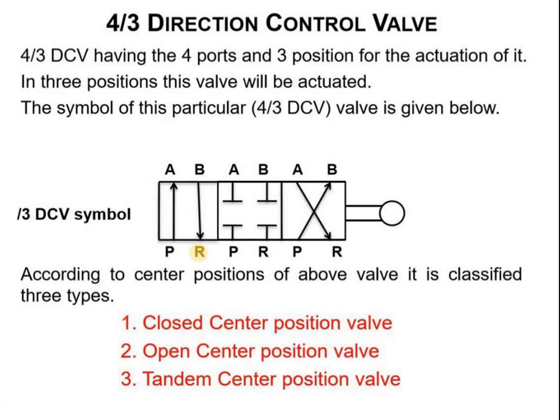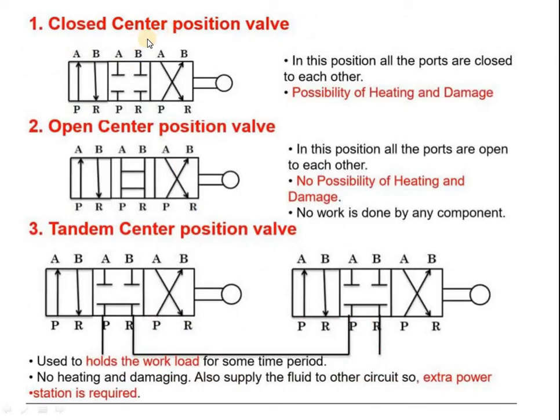And next, the 4/3 DC valve. It is just a symbolic representation. There are three positions here: the first position, second position, and third position. The middle position is the neutral position. See the red color: the first is a closed center position valve, the second an open center position valve, and the third a tandem center position valve. This is the symbolic representation of all three cases: closed center, open center, and tandem center position valves.